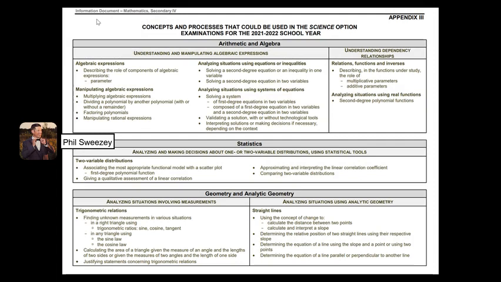This is the concepts and processes that will be evaluated for the Secondary 4 Science Option exam, so the SN exam. This is a more detailed breakdown of all of the concepts and processes that you will be evaluated on. The one thing I will point out is that the arithmetic and algebra section will comprise 55% of the overall exam. The stats, only 8%. And the geometry and analytical geometry, 37%. Keep those things in mind when you're creating your memory aid and what space you should allot for each concept.